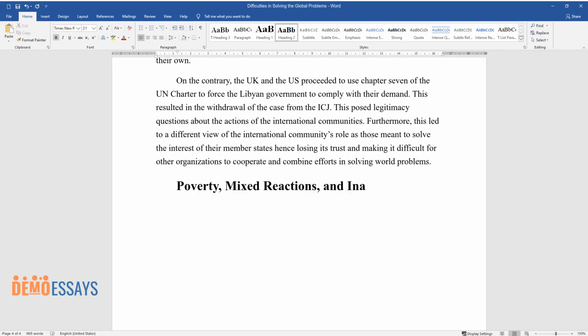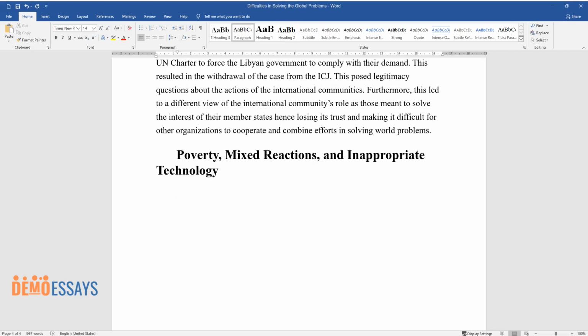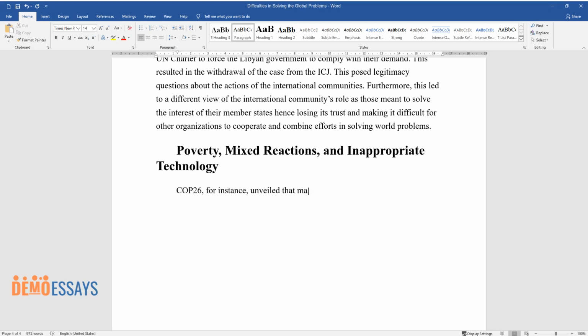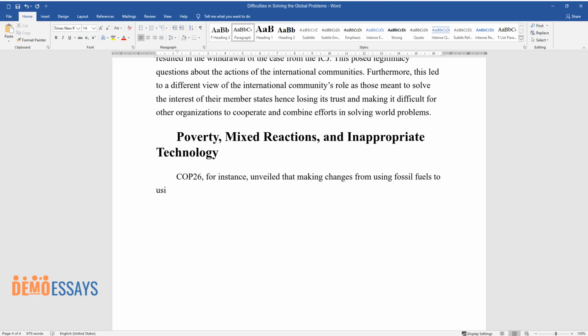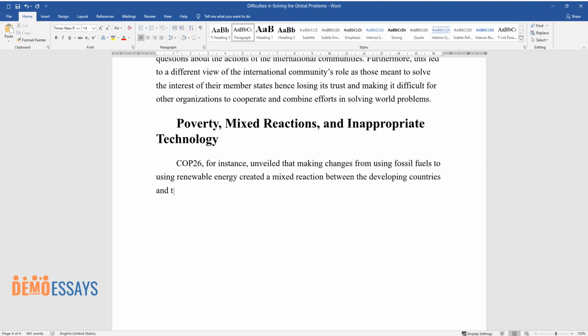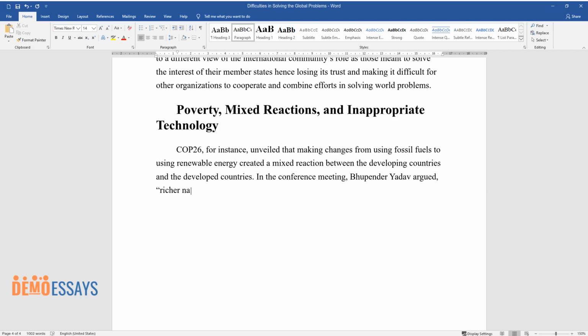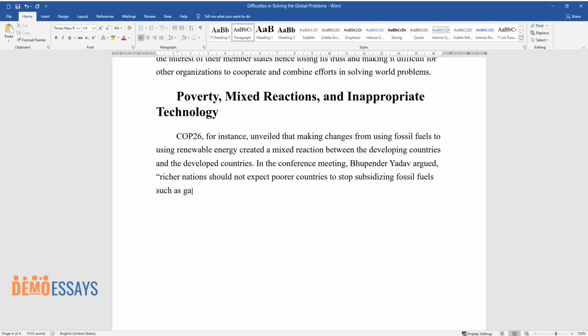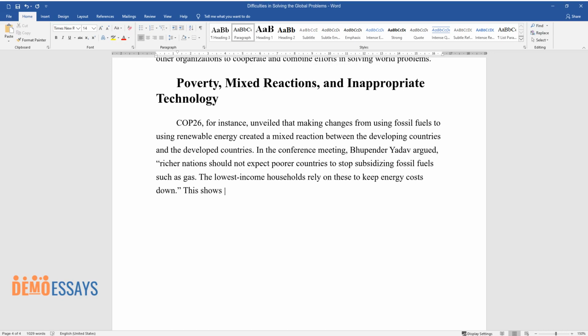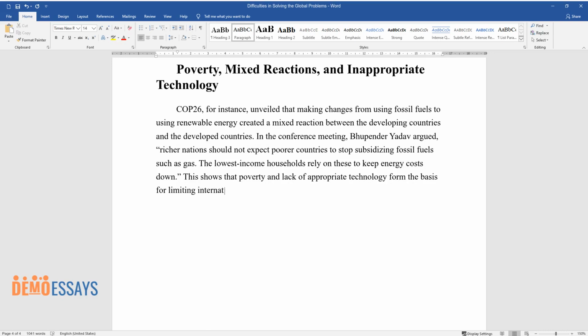Poverty, mixed reactions, and inappropriate technology. The 2021 United Nations Climate Change Conference, for instance, unveiled that making changes from using fossil fuels to using renewable energy created a mixed reaction between the developing countries and the developed countries. In the conference meeting, Bhupender Yadav argued, richer nations should not expect poorer countries to stop subsidizing fossil fuels such as gas. The lowest income households rely on these to keep energy costs down. This shows that poverty and lack of appropriate technology form the basis for limiting international communities like the UN to perform their mandate.